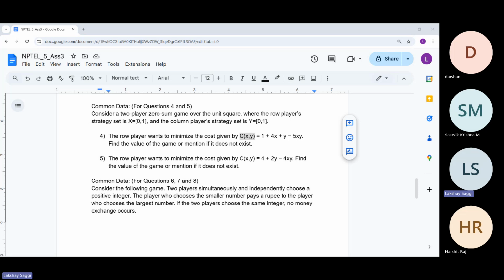Yeah, exactly, Satvik. So it will be minus of CXY because it's a zero sum game. If the row player has a payoff of CXY, then the column player's payoff should be minus of CXY because it is a zero sum game given to us.